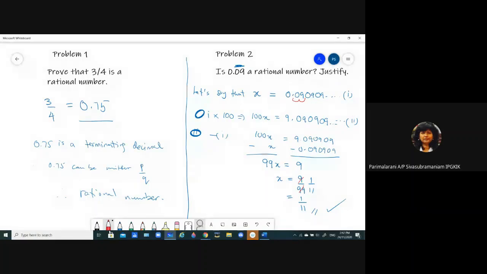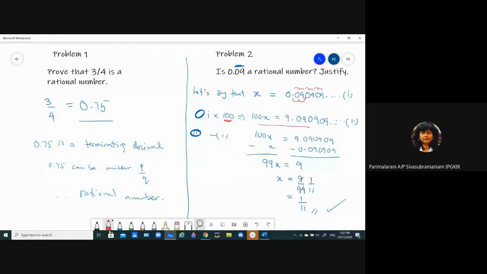So we know that these numbers are repeating. 09 is repeating. So we need to move this decimal to the first set of repeating numbers, after the 9 here. To move the decimal, we need to multiply by 100. So if we multiply equation 1 by 100, we get this, okay?